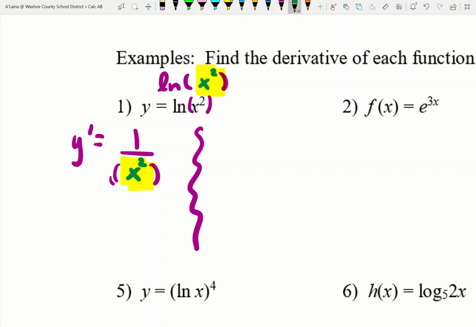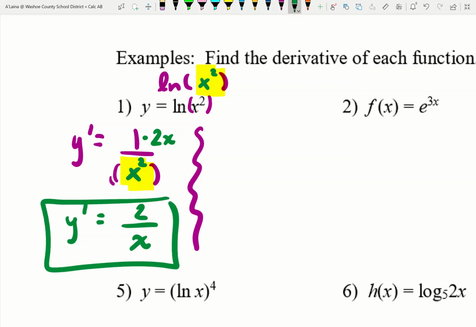However, we have a function within a function here, so we need to multiply by the inner function's derivative. And when you multiply by something, you would multiply that on the numerator. So this would now be 2x on the numerator. And so when I simplify this, I can divide out an x on the numerator and the denominator, and I would get 2 over x.